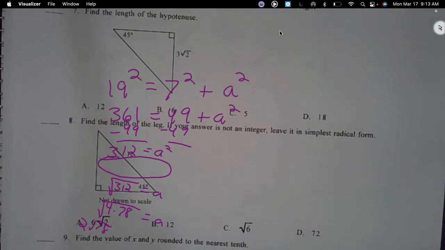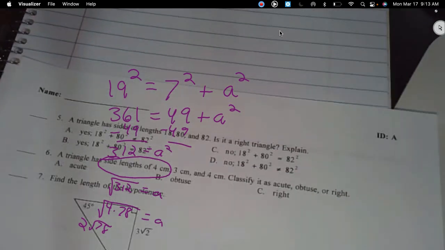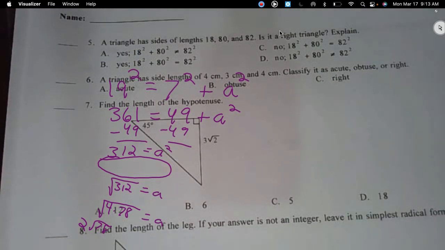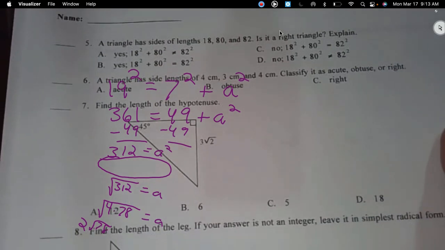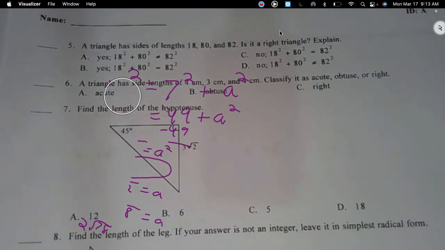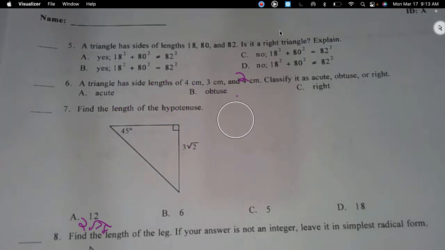Okay, next one. Number 5. Oh, this one looks like we have 2 more with Pythagorean theorem. So that's 60% of your test. If you can do the Pythagorean theorem, you can do 60% of this test. Okay? And then hopefully guess well on the rest. Or maybe some of the other ones won't be so bad.